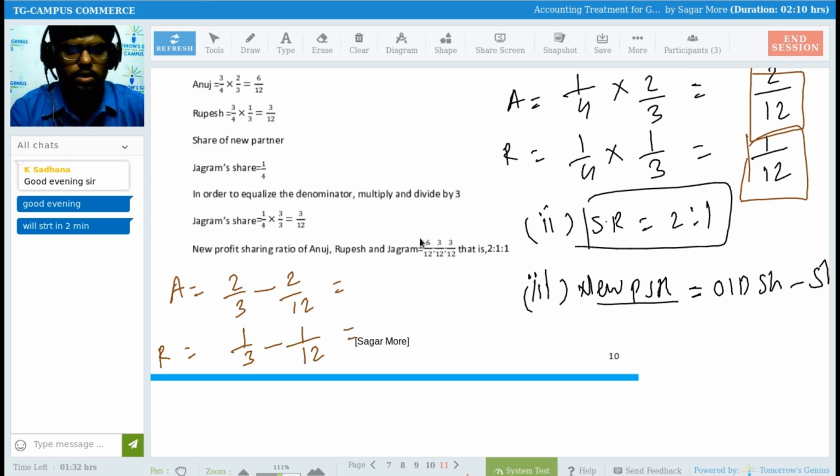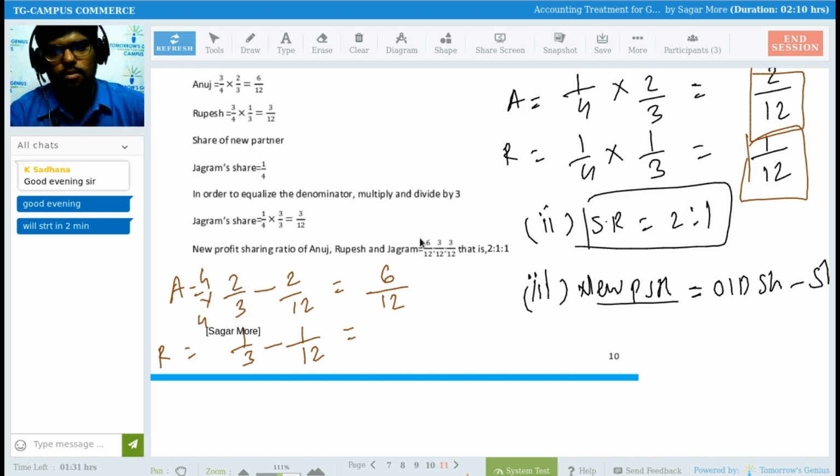You can solve by LCM, or cross multiply. 6/12. Simple. Calculate, multiply it by 4. So I didn't cancel it, sir. Okay, no issues. Here it is 3/12.